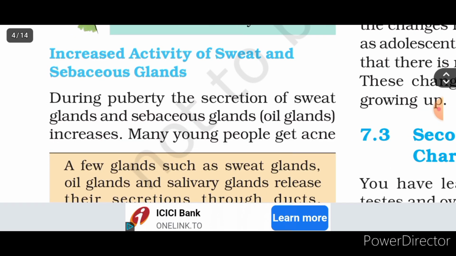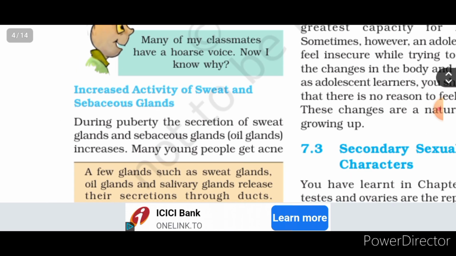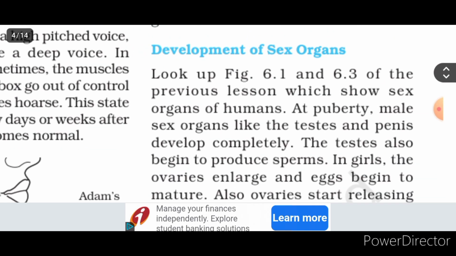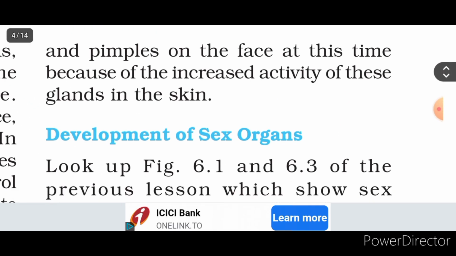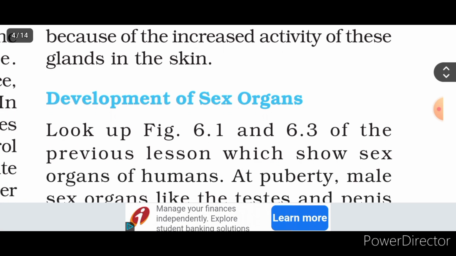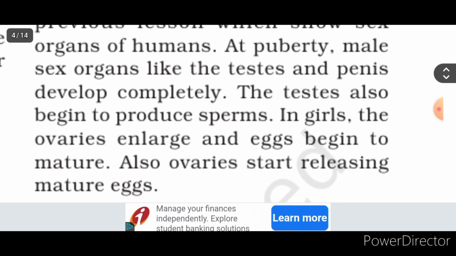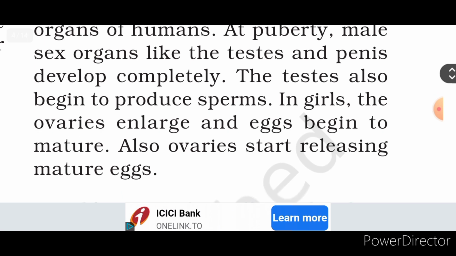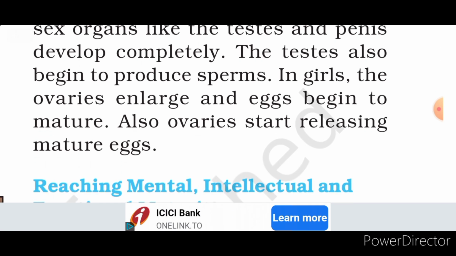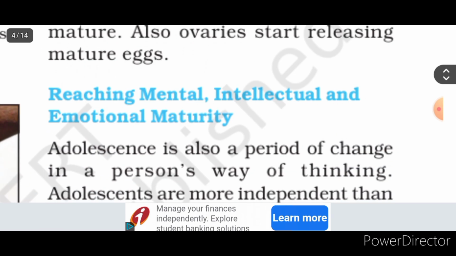Increased activity of sweat and sebaceous glands. During puberty, the secretion of sweat glands and sebaceous glands, the oil glands, increases. Many young people get acne or pimples on the face at this time because of the increased activity of these glands in the skin. Development of sex organs. At puberty, male sex organs like the testes and penis develop completely. The testes also begin to produce sperms. In girls, the ovaries enlarge and eggs begin to mature. Also, ovaries start releasing mature eggs.